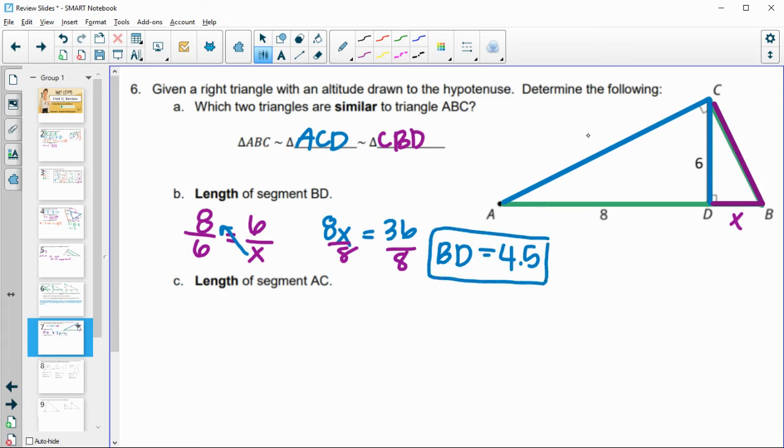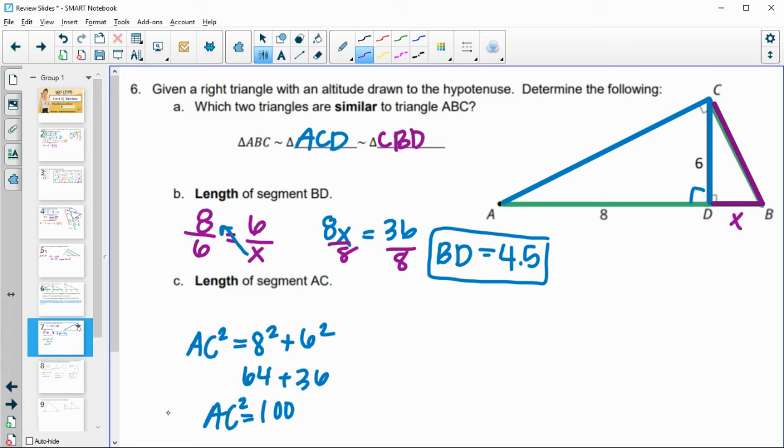Now it wants us to find the length of AC, which is this segment here. So this blue segment, which is the hypotenuse of this right triangle here. So we'll be able to do AC squared is equal to 8 squared plus 6 squared. So this is 64 plus 36, which is 100. So AC squared equals 100. So then we'll square root both sides, and we end up with AC equaling 10.